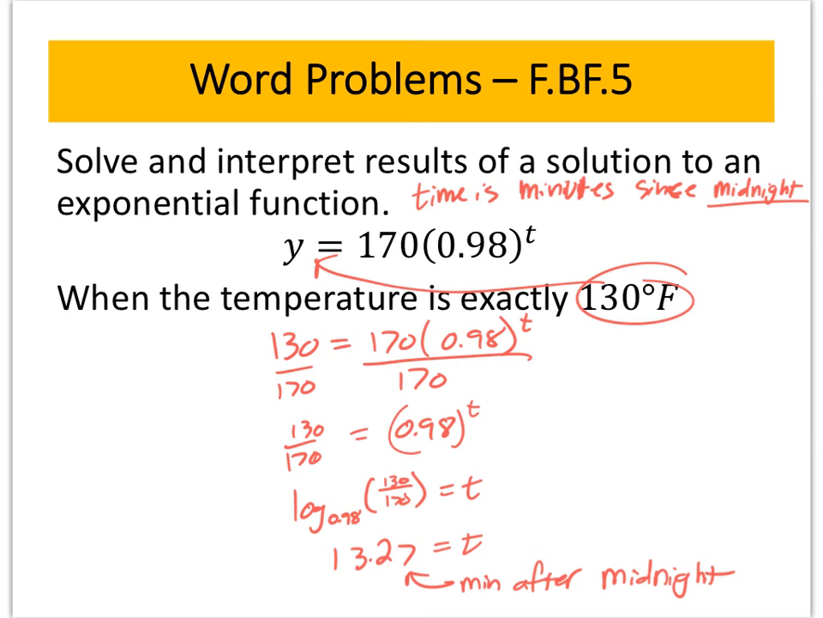Because t represents the minutes since midnight, and so 13 minutes after midnight, the coffee will have cooled a little bit. Hopefully we're thinking about coffee.